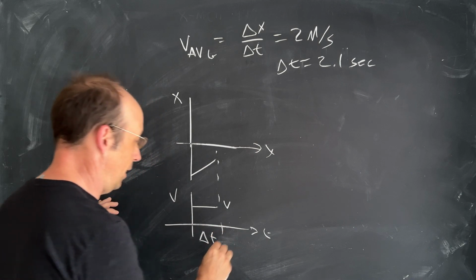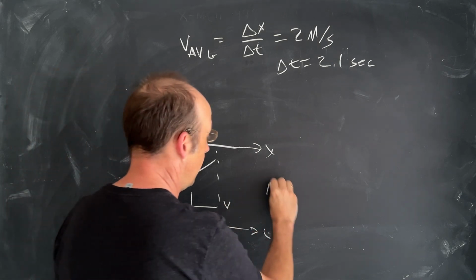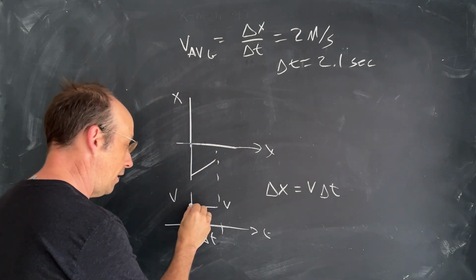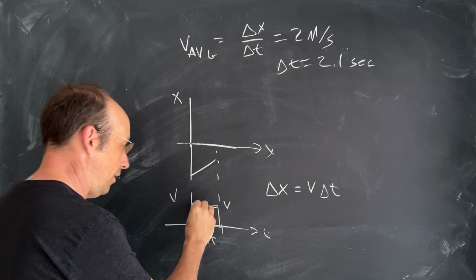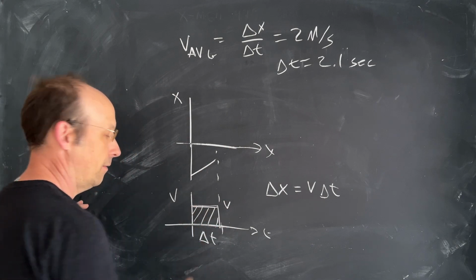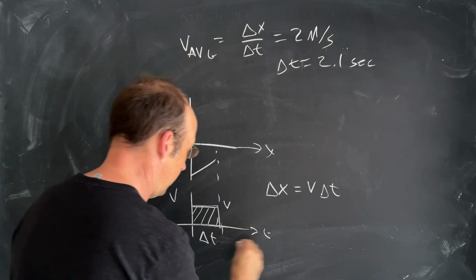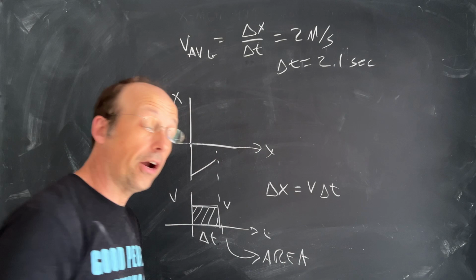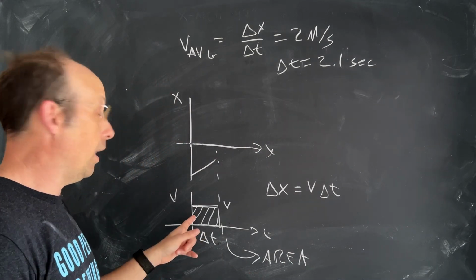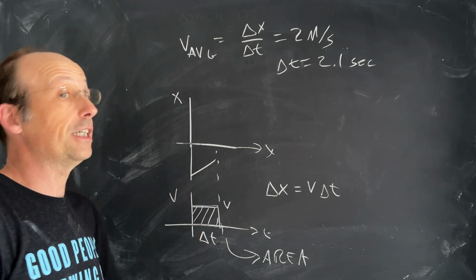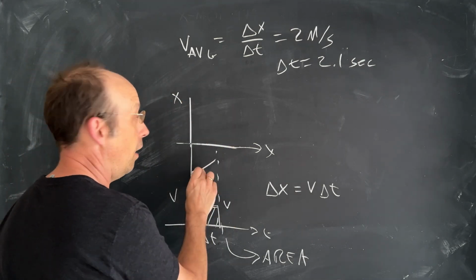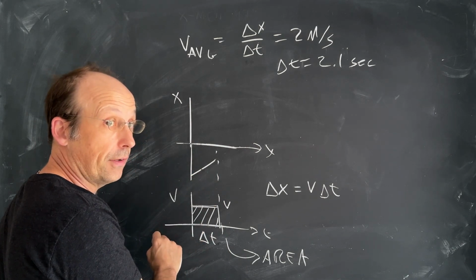That's delta t. We already found the change in position was v delta t. But if I look at this v times that delta t, that's the area. So the area under a curve for velocity versus time is the displacement. It's not the position, the displacement. The slope of the position versus time graph is the velocity.